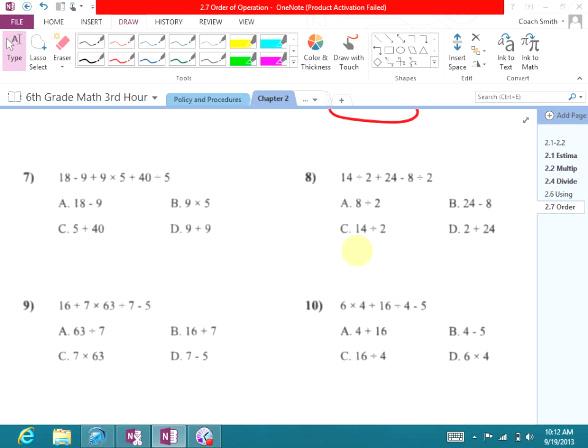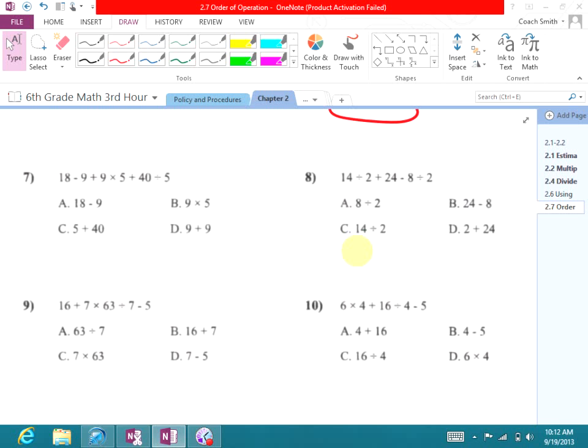Let's look at number 7. Number 7 says 18 minus 9 plus 9 times 5 plus 40 divided by 5. A lot of stuff in there. Okay? So, it does not have parentheses or exponents. So, what is my first step in that problem? A, B, C, or D?